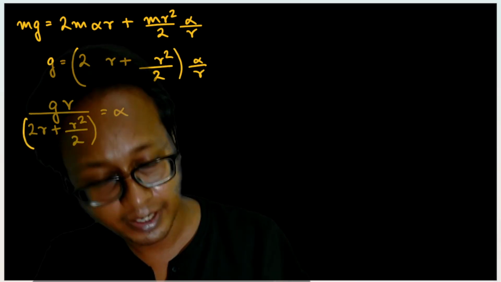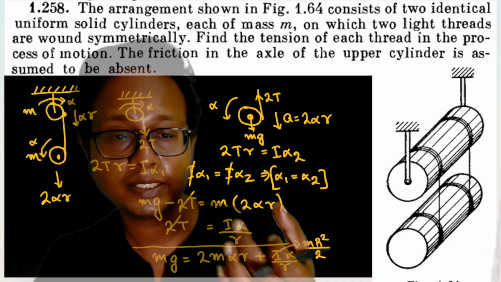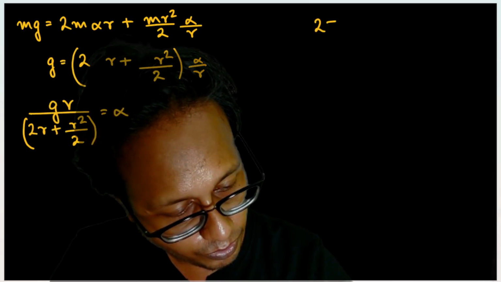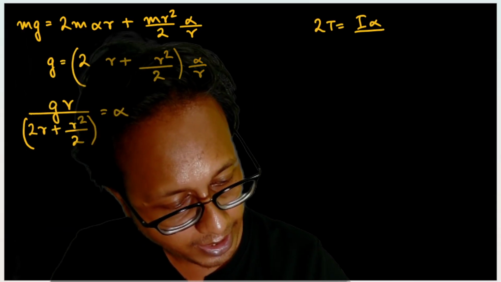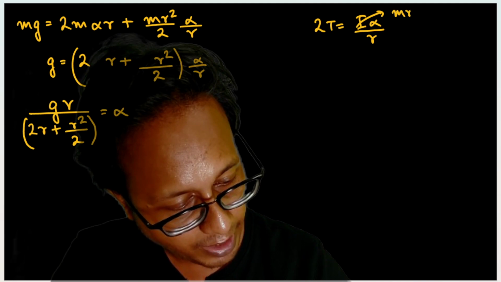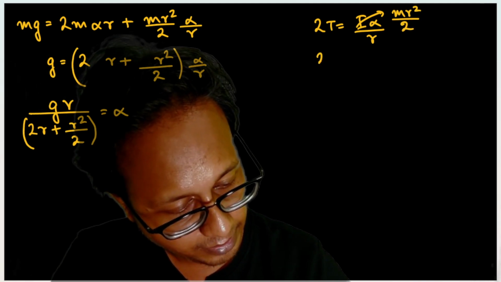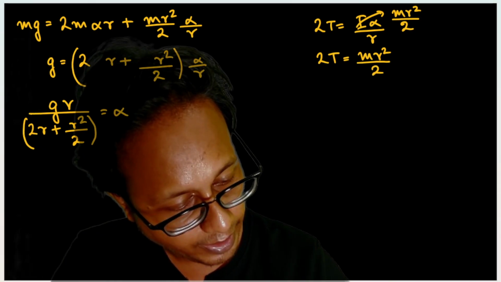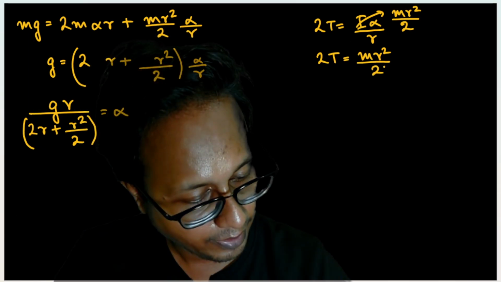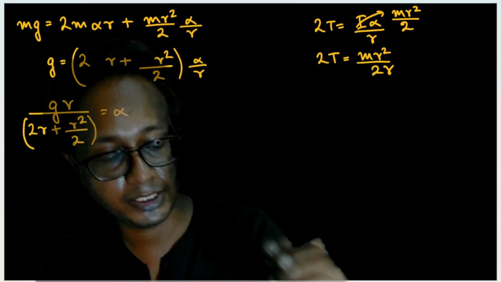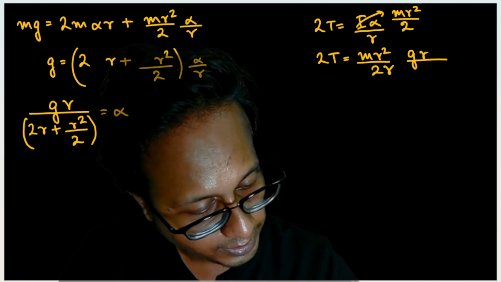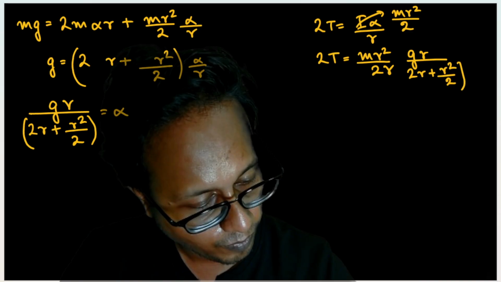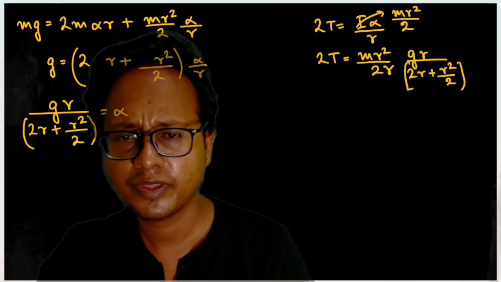Now if I put the value of this alpha in this equation, I'll get the value of tension. 2t is equal to I alpha by r. I is nothing but m r square by 2, the moment of inertia of a cylinder, into this r. The value of alpha is nothing but gr divided by 2r plus r square by 2.